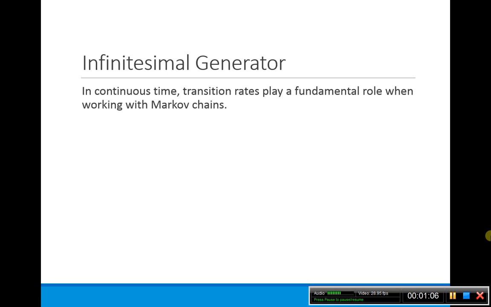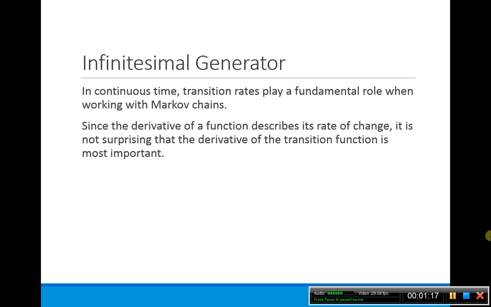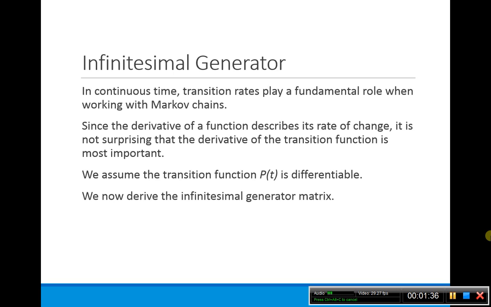So in continuous time, transition rates always play a fundamental role when working with Markov chains. The derivative of a function describes its rate of change, so it's not surprising that the derivative of the transition function is also what is most important, because we're talking about rate of change and when something is going to change. So we assume the transition function P(t) is differentiable, and we're going to derive the infinitesimal generator matrix from this P(t).